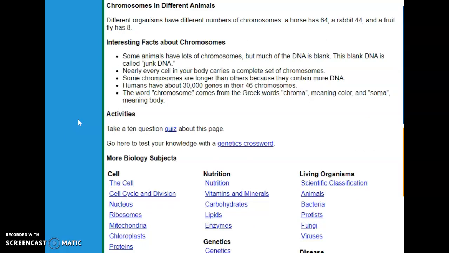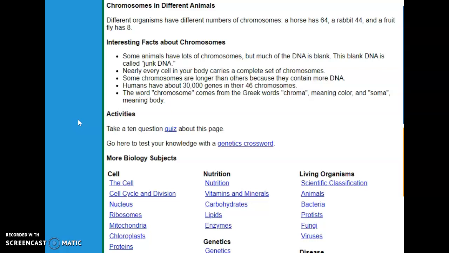Chromosomes in different animals. Different organisms have different numbers of chromosomes. A horse has 64, a rabbit 44, and a fruit fly has 8. Interesting facts about chromosomes. Some animals have lots of chromosomes, but much of the DNA is blank. This blank DNA is called junk DNA.